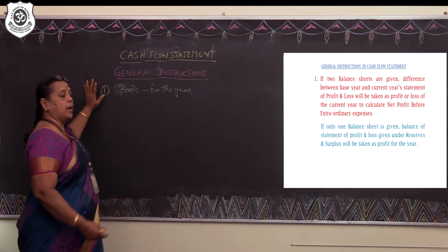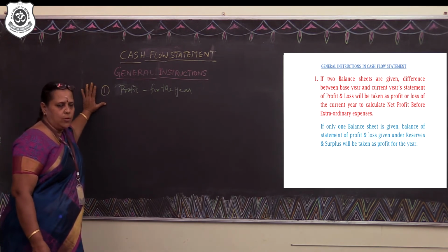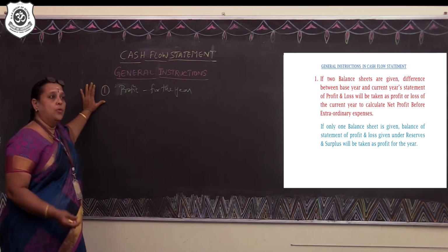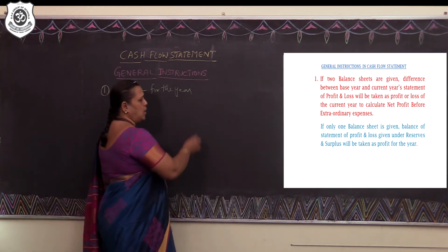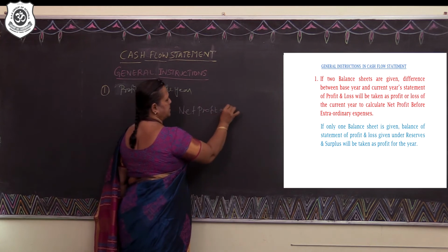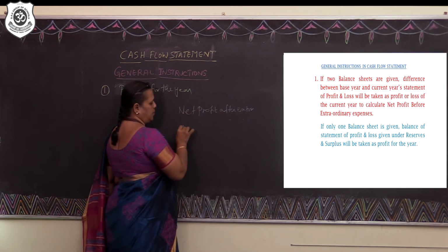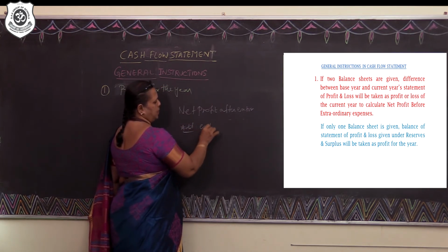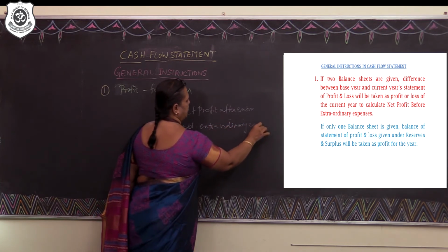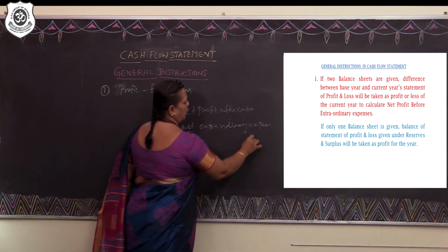How are we going to compute profit for the year? Now we know pretty well that step 1 in cash flow statement is calculation of net profit before extraordinary items. For that, the formula we discussed was with the net profit after extraordinary items, we added extraordinary expenses and we subtracted extraordinary incomes. Isn't it? This is what we did.